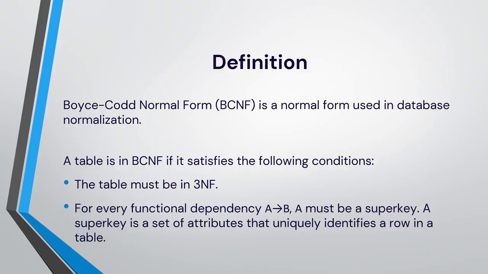First one is the table should be in third normal form. The second one is for every functional dependency A to B, A must be a superkey. A superkey is a set of attributes that uniquely identify a row in a table.